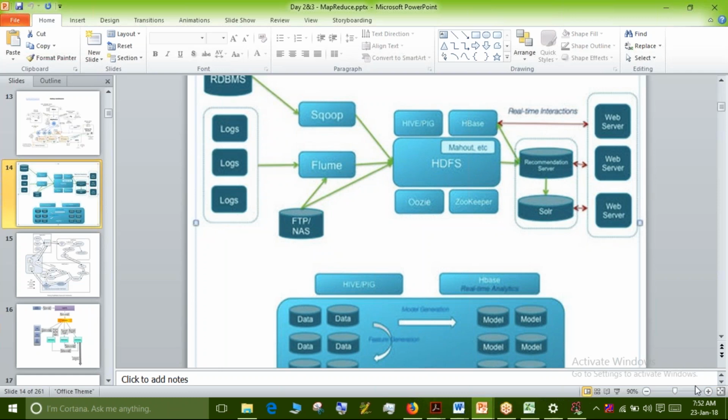From RDBMS using Sqoop, you get the data into HDFS. Your logs and all those things from sensors and different sources, you pull or collect the data using Flume and get that into HDFS. And then you have your FTP or NAS, using Flume or directly into HDFS.